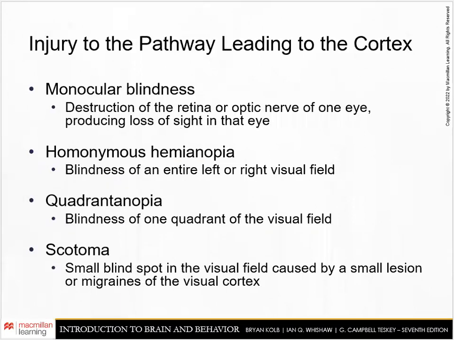So let's imagine there's an injury to the pathway leading to the cortex that could lead to monocular blindness. Now, monocular blindness would be the destruction of the retina or the optic nerve in one eye, producing loss of sight in that eye. Well, that makes sense as we think about this from an anatomical perspective, right? So the retina is the part of the eye on the inside where the light is being projected to, if we think back to that lecture.